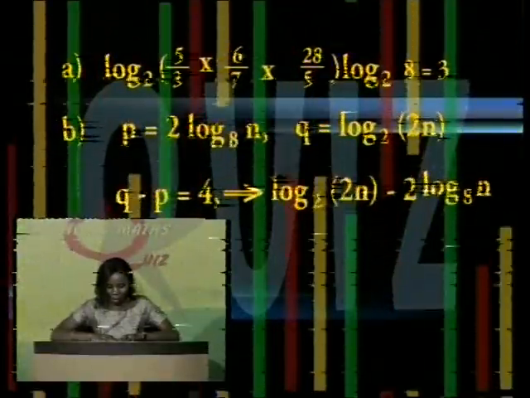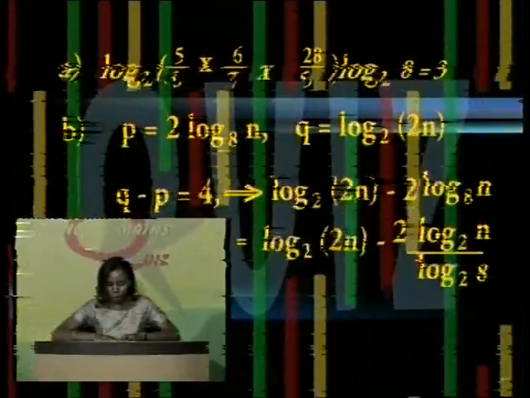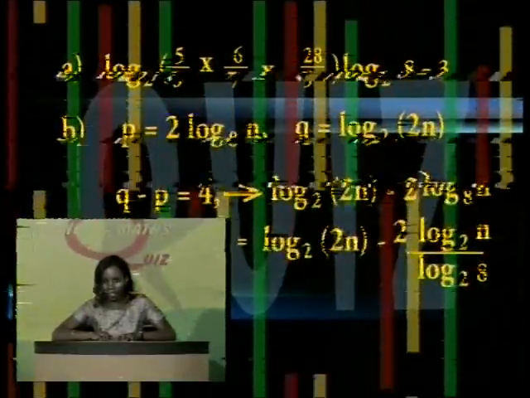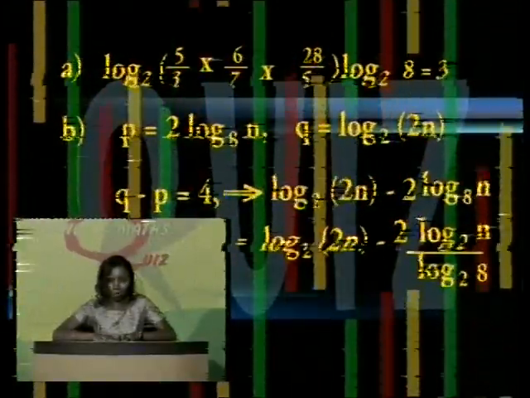n, q is log to the base 2 of 2n, and q minus p is equal to 4. If we start from q minus p is equal to 4, we'll have log to the base 2 of 2n minus 2 log to the base 8 of n. Log to the base 2 of 2n minus 2 log to the base 2 of n over log to the base 2 of 8. Notice that we've gone from a base of 8 to a base of 2. Everything is now in log to the base 2.